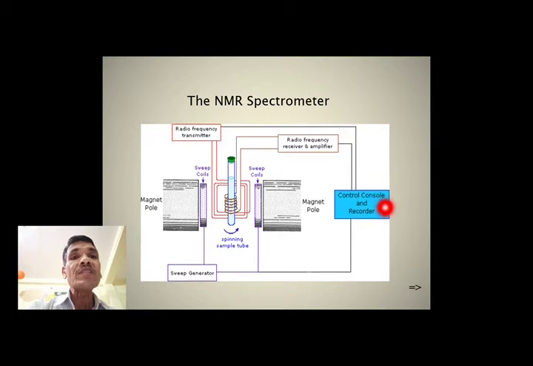The radio frequency transmitter generates the radio waves which are absorbed by the sample under testing, which is kept in the sample cell, and the signal is passed to this receiver, which amplifies the signal and gives it to the recorder. So this is the simple schematic block diagram for the arrangement of components of a nuclear magnetic resonance spectrophotometer.